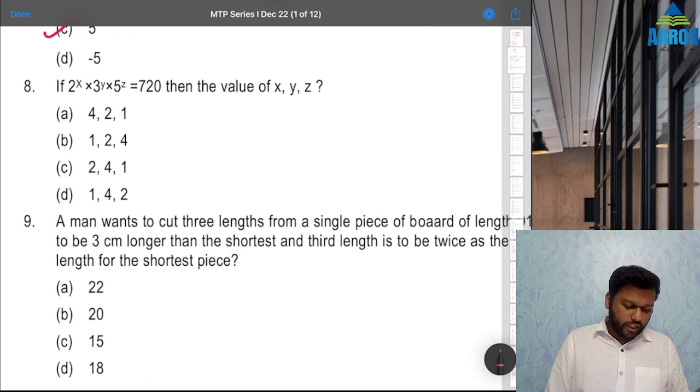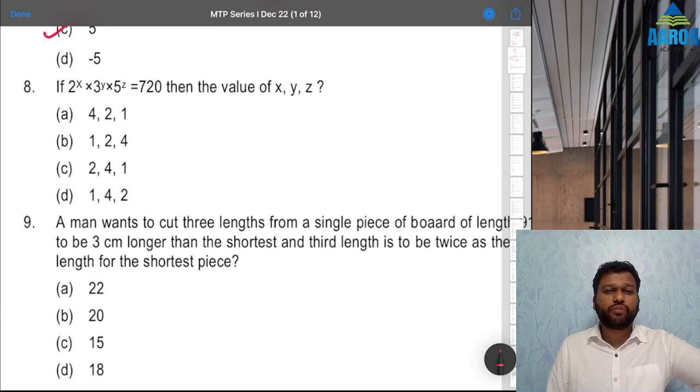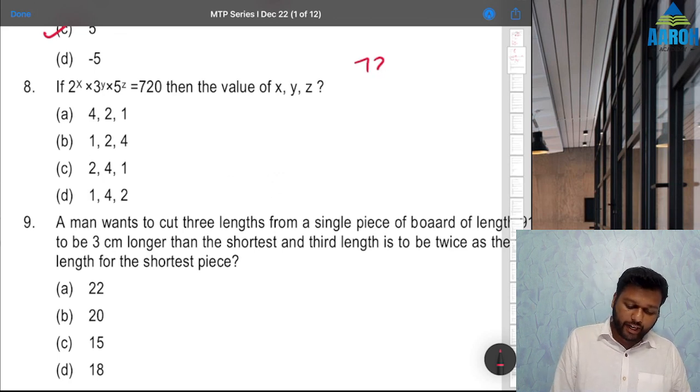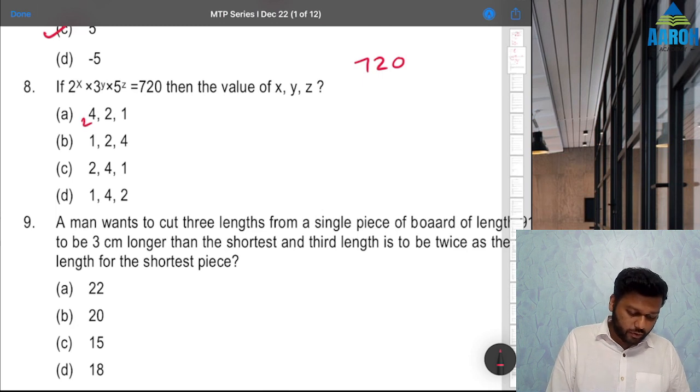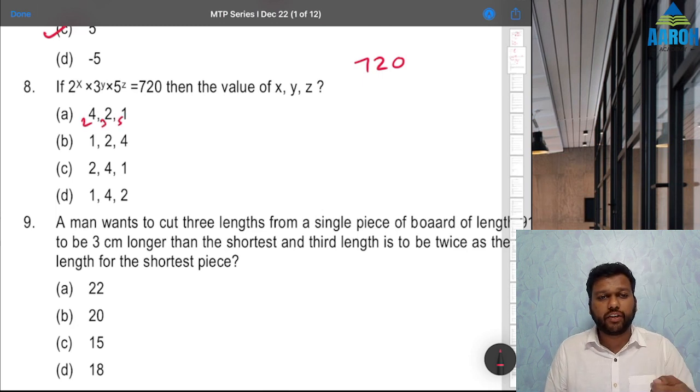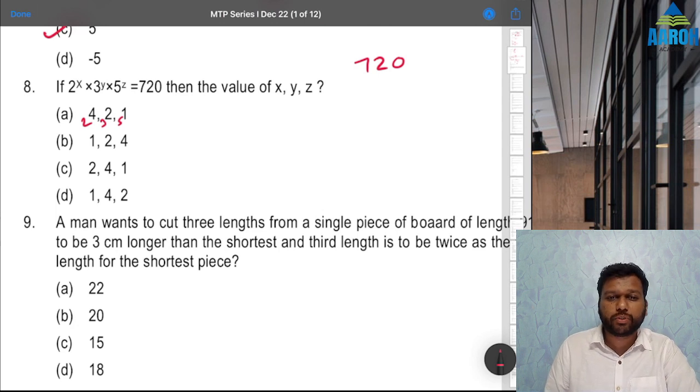Next, 8th, if 2 raised to x into 3 raised to y into 5 raised to z is 720, then what is the value of x, y, z? Now what is expected is you factorize this 720, okay, or else you can go by options. 2 raised to 4, 3 raised to 2, 5 raised to 1, check if it is 720, otherwise option 2, otherwise option 3, and so on.